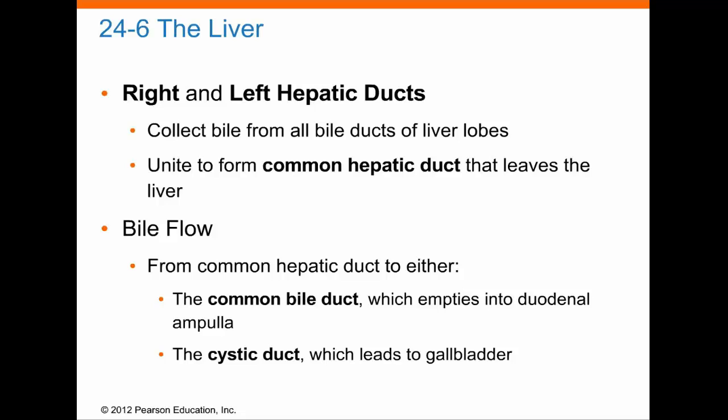So the right and left hepatic ducts collect bile from the bile ducts of the liver lobes, and that unites to form the common hepatic duct, as I said before. The bile flows from the common hepatic duct to the common bile duct, which empties into the duodenal ampulla. The cystic duct leads to the gallbladder.